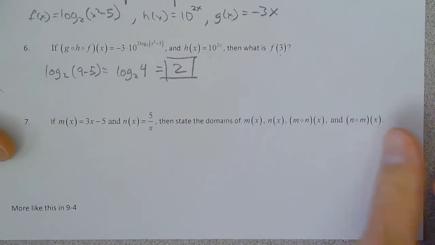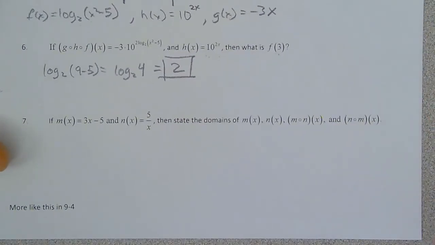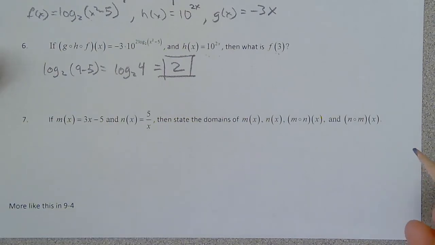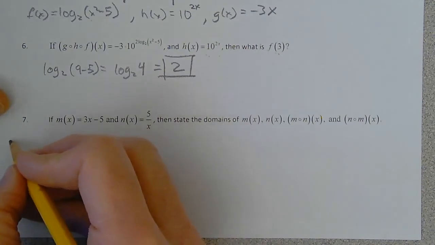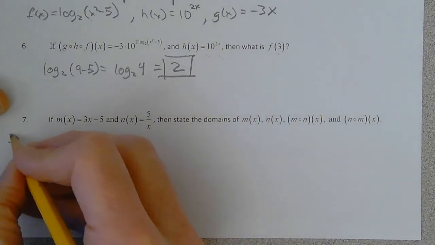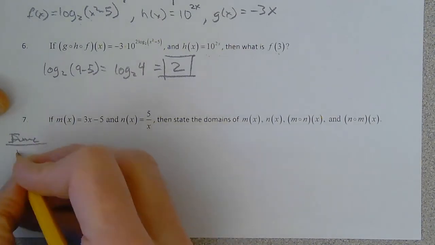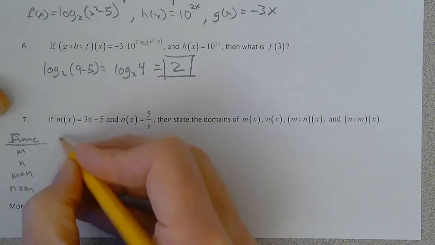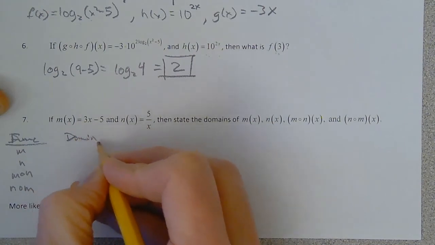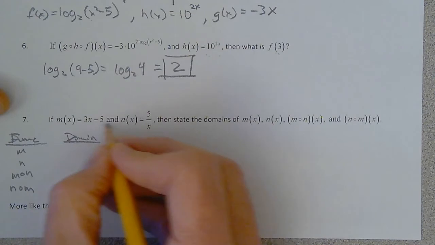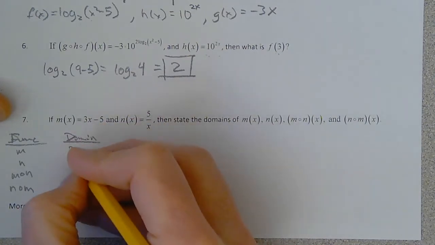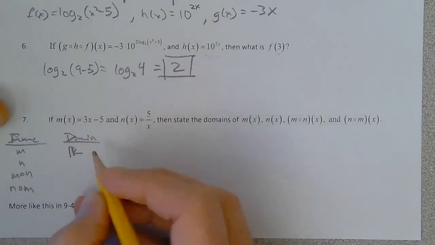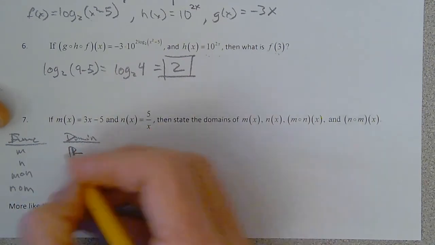All right, and let's see here. If m of x is 3x minus 5 and n of x is 5 over x, then state the domains of m of x, n of x, m composed with n of x, and n composed with m of x. Okay. Well, for our function, the function here will have m in m circle n and n circle m, and the domain of m, since that's just a linear function, is all real numbers, and for n, x cannot be equal to 0.